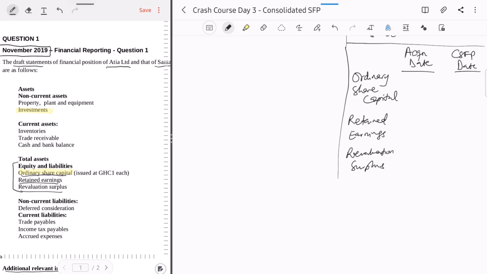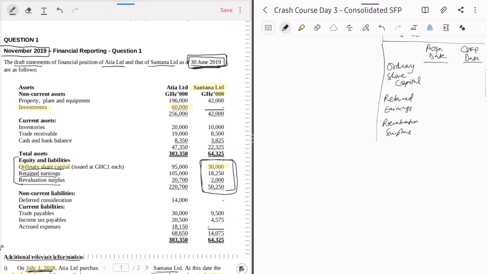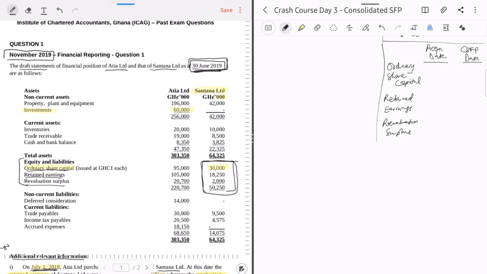And what you do next is whatever you see on the question in front of you will go straight to the CSFP date, the last column, right? Whatever I see on the question will come there direct. So you can see we have 30,000. So we bring here 30,000. Then we have what? 18,250. So we've picked 30,000. We have next is what?